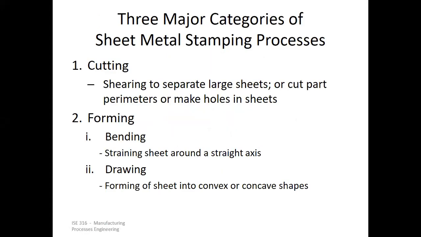So there are 3 major categories we can make when talking about the sheet metal stamping processes. First one is cutting, right? As it involves shearing, we know it's shearing to separate large sheets or cut part perimeters to make holes in sheets, right? Perimeters in the sense, we know what is perimeter, right? You have a profile. So basically cutting, right? You're trying to remove some material. Parting is done basically to remove the finished part from the sheet. That is also cutting, isn't it?